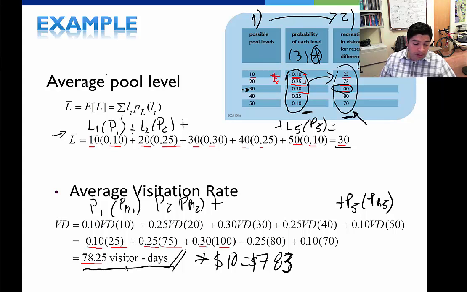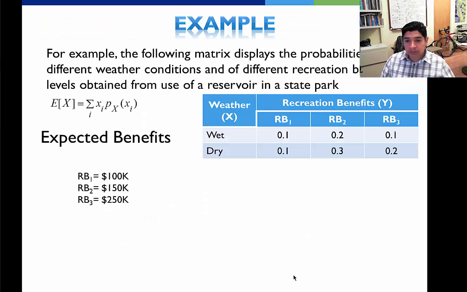And this is why this is important. If you can estimate, given these probabilities, the number of people coming to this part, to this reservoir, then you can say, well, if we charge $10 per visitor, we're expecting that on average we're going to receive $783 a day. So that's why this is important.